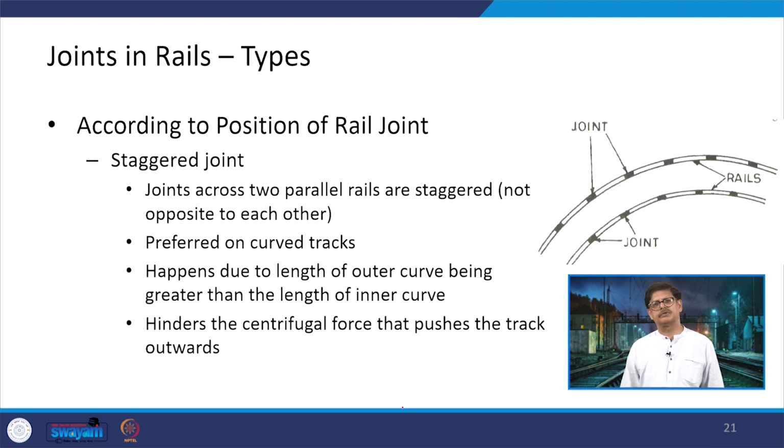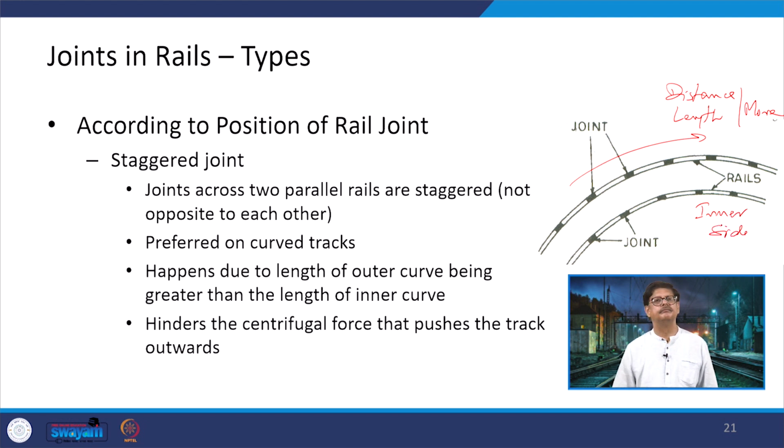But in the case of the curved section, there is a problem. If you are on the outer side, then the distance moved is going to be more as compared to the inner side. And because of that, even if you use the same length of rails, there will be a displacement in terms of the two joints which are coming on the two tracks. They will not be in front of each other or opposite to each other, and this is what is defined as a staggered joint.